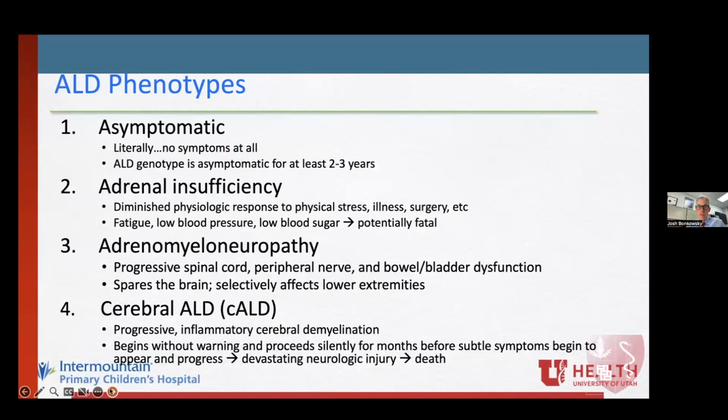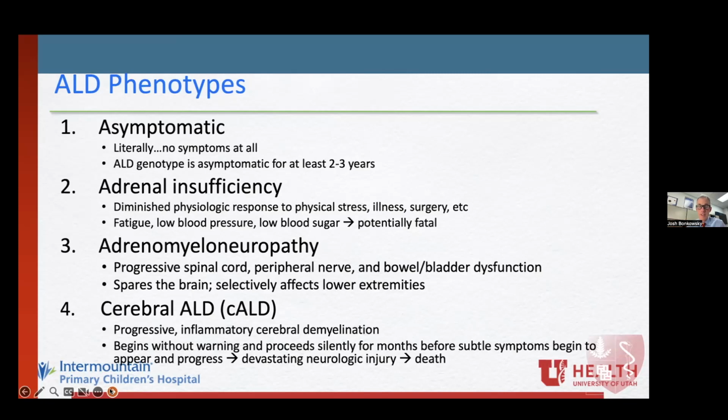So there's many different types of ALD, and the umbrella term that we use is ALD, but it's become clear that there are some people who have genetic variants, so changes in the gene, but they have no symptoms at all. They seem to be totally fine their entire life. And even for people who have a variant that we know can cause disease, most people with ALD, most boys, won't have any symptoms at all, and no risk of symptoms for at least several years.